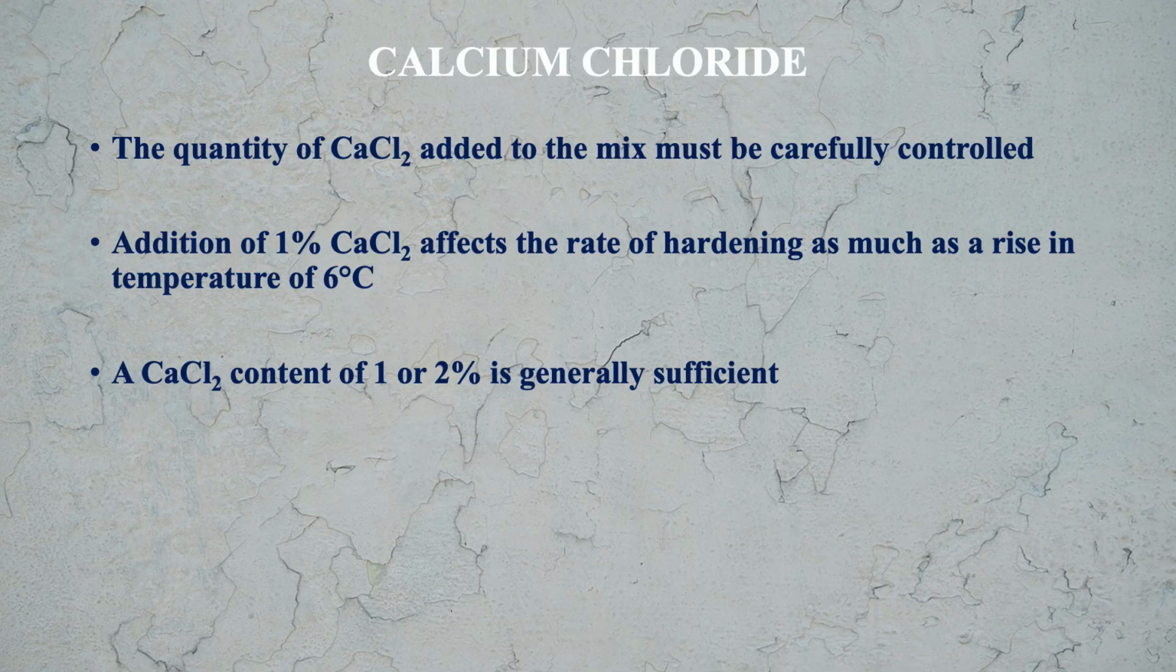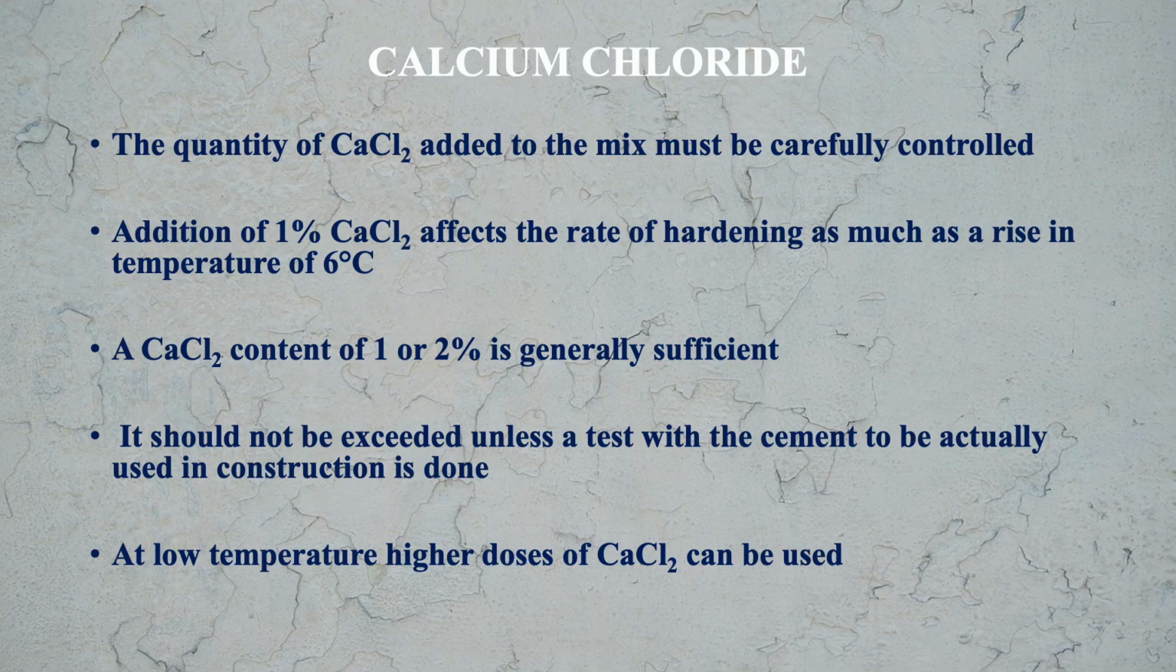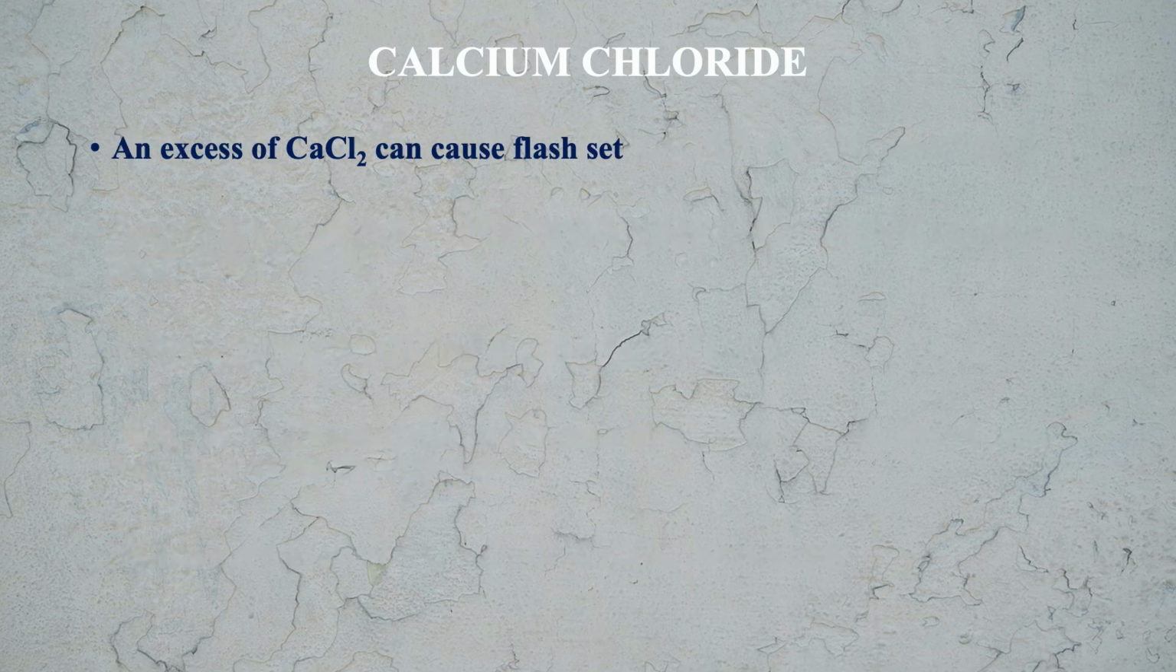A calcium chloride content of 1 or 2% is generally sufficient. It should not be exceeded unless a test with the cement to be actually used in construction is done. So only if we have done some testing and there is no adverse effect, then only can we go beyond the 2% limit of the content of calcium chloride. At low temperature, higher doses of calcium chloride can be used. An excess of calcium chloride can cause flash set.